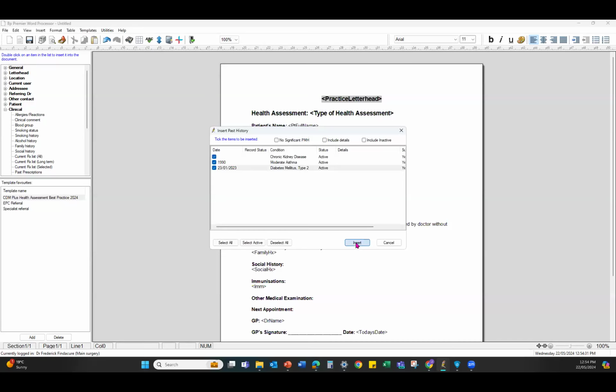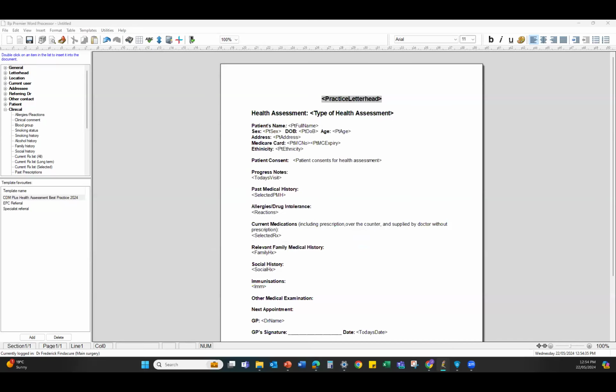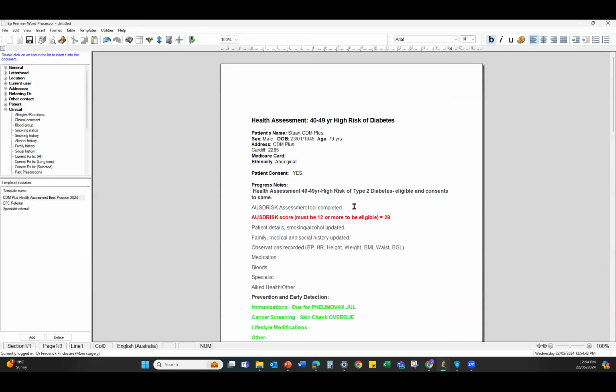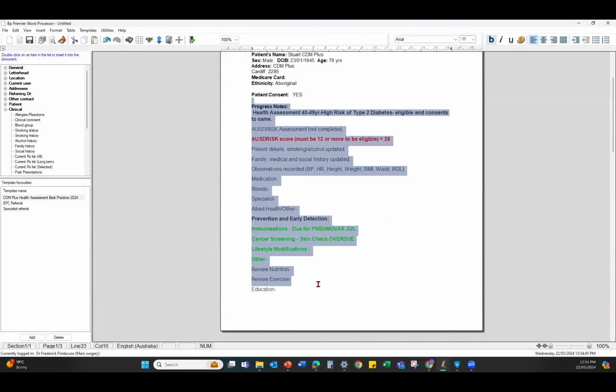I can actually pull those across. We've set up our templates so everything just pulls straight in. And then we've done a custom field, so I can just use this one template and then just pick which health assessment I'm doing. And you can see it pulls across those notes straight away.